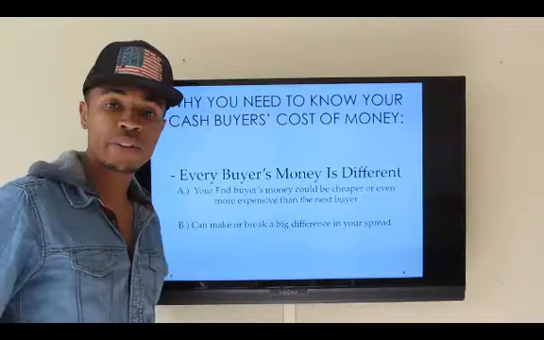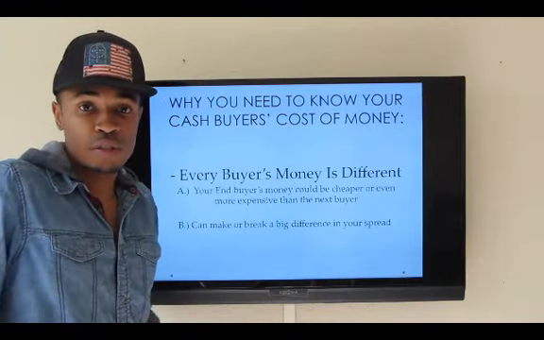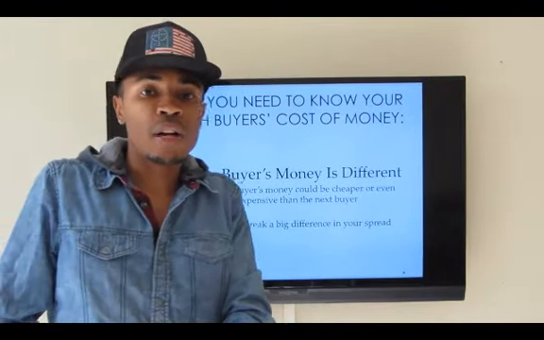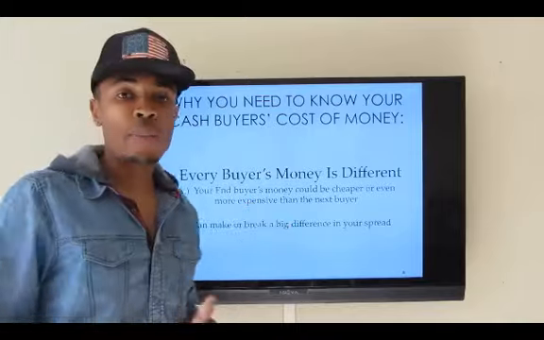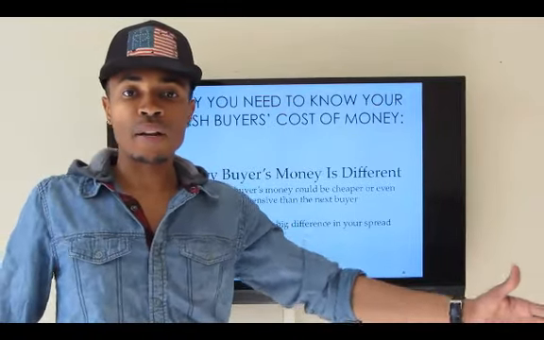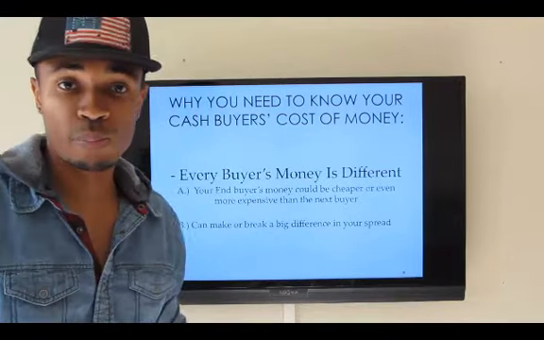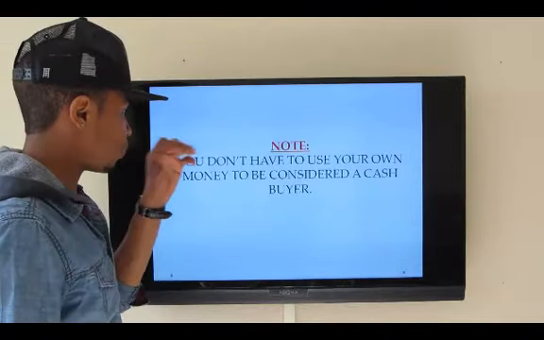It can make or break the difference in your spread, which is crazy. You can make a deal that's $10,000, or if you know your end buyer's cost of money, you can flip to a certain buyer and end up making $18,000. That's an $8,000 difference in your spread, which is big. So this is a note, guys.